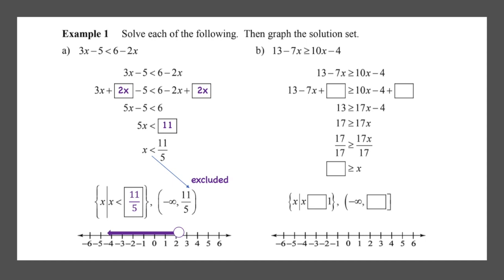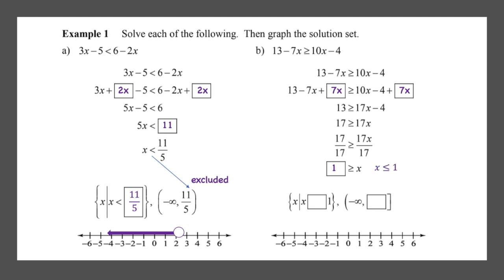13 minus 7x is greater than or equal to 10x minus 4. Well, the first thing I'm going to do is add 7x to both sides so I can get all of my x values together. I'm now left with 13 is greater than or equal to 17x minus 4. When I add 4 to both sides, I have 17 is greater than or equal to 17x, and then divide by 17 so that x is by itself. Note, because I divided by a positive value, my inequality will stay the same.